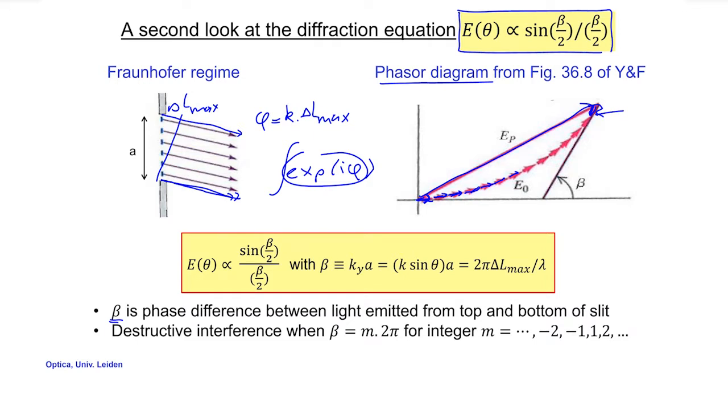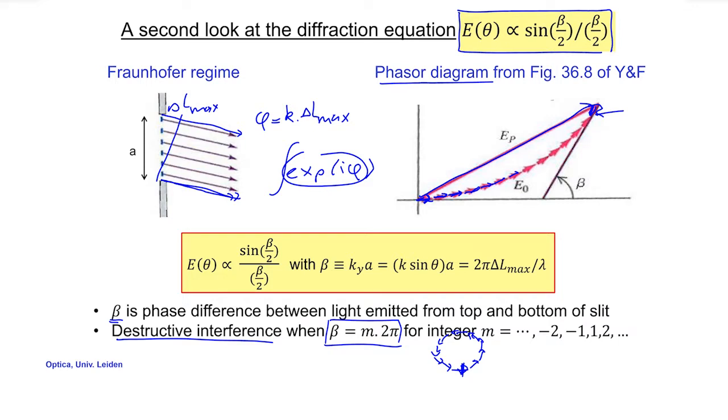And if you have that picture in mind, you can understand that you get destructive interference of the light if the max phase difference, beta, is an integer times 2 pi. Because if beta is an integer times 2 pi, basically you have all these phasor contributions and they loop around and they end up at the bottom again. So zero field at destructive interference.